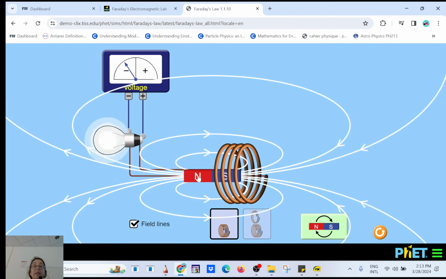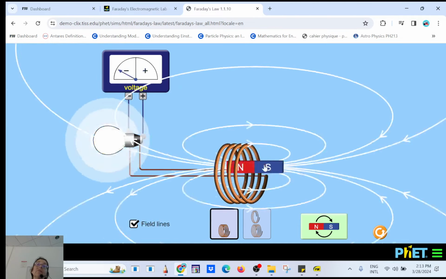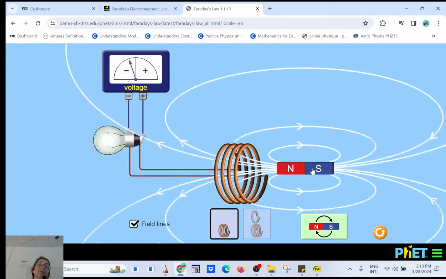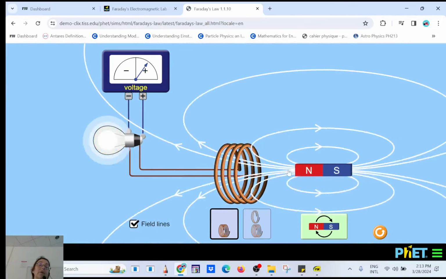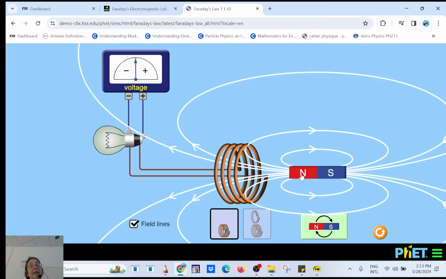So you increase or decrease the number of lines, and you can do that in different ways. Here I'm moving the magnet. You can move the coil also. You can turn the coil. All that will do it. Is that clear?